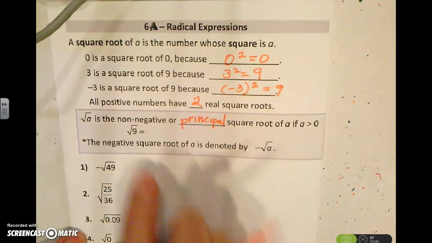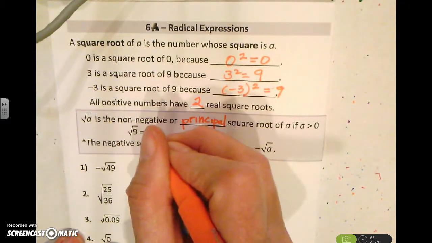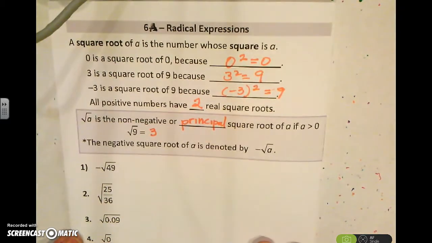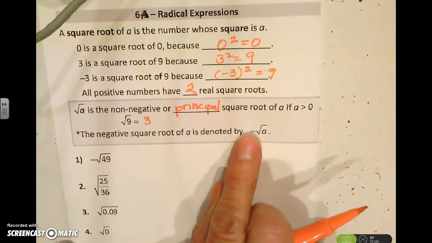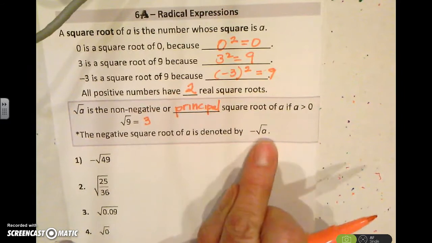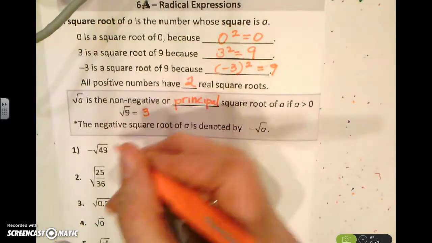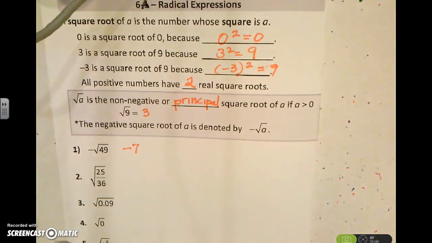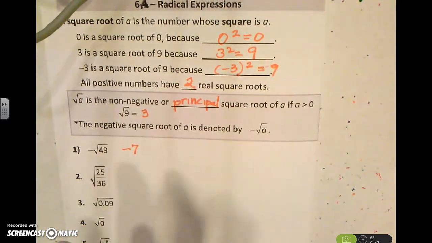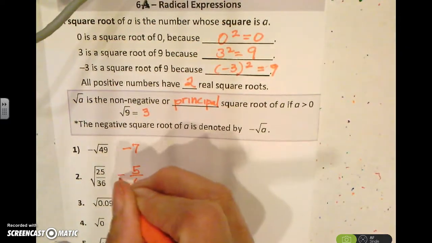So the square root of 9, even though there's two of them, 3 and negative 3, using this symbol is always equal to 3. So the symbol always indicates the positive square root. And if we want the negative square root instead, we'll put the negative sign in front of the radical symbol with a in it. So when we see negative square root of 49, we want the square root of 49, which is 7, because 7 squared is 49, but we also want the negative root because it's got that negative sign.